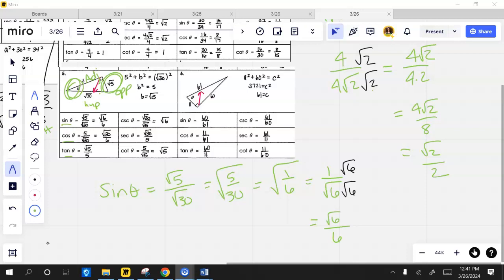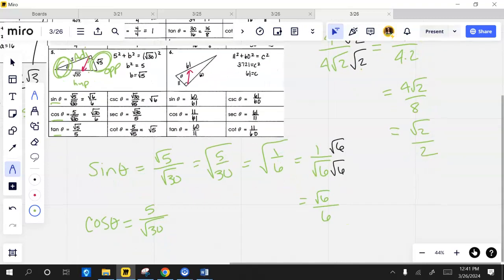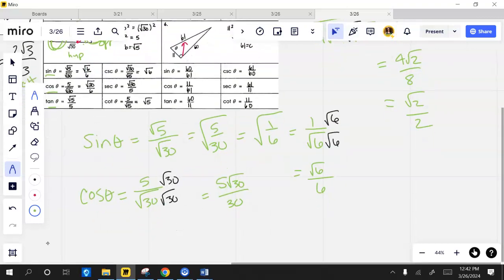This one, the cosine. So cosine is adjacent, so the adjacent is 5 over hypotenuse, which is square root of 30. All right, so now again with the rationalize, I need to multiply top and bottom by root 30. And so I get 5 square root of 30 over 30. And what's outside of the radicals, or what's not under a radical, I can simplify that. So 5 divided by 30 simplifies to 1 over 6. So I got square root of 30 over 6.